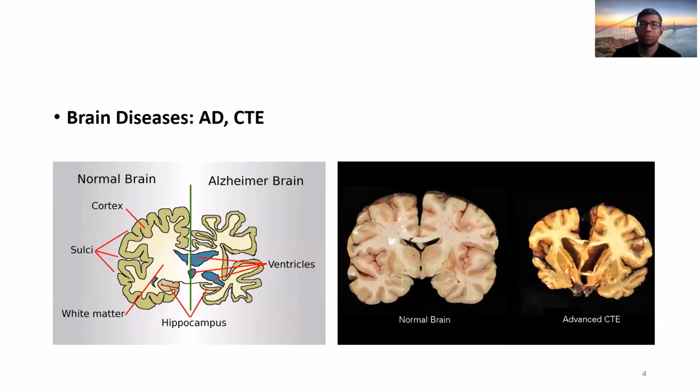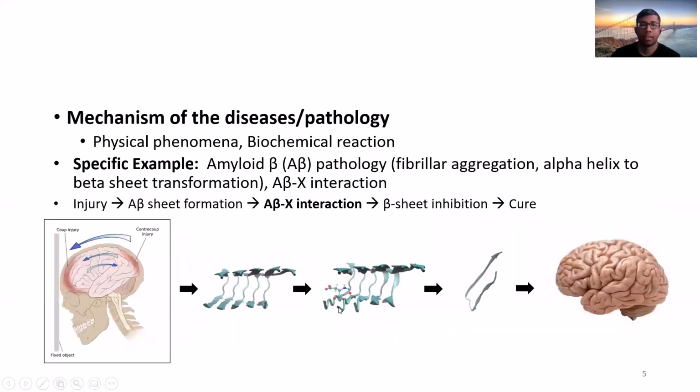Just to give you a little background, when a brain disease or injury occurs, there are several changes that take place in the brain. For example, in cases of Alzheimer's, there is a loss of brain cells, and there are other damages that take place both at macro scale and nanoscale. So these are some physical phenomena, but there are also some biochemical reactions associated with it. So let's come to a very specific example.